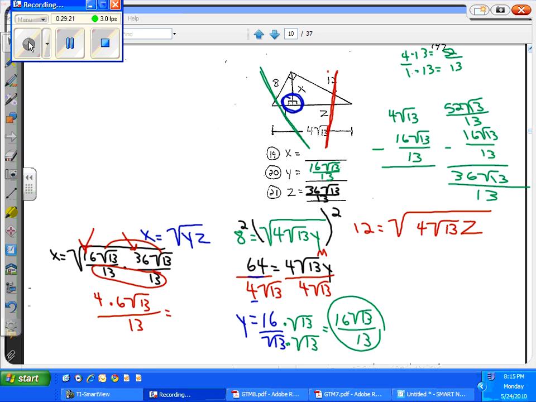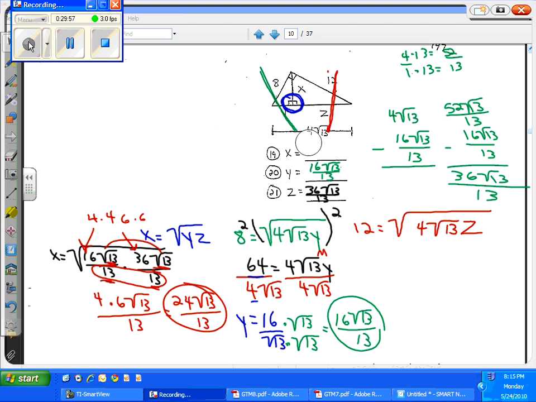So from the 16, we pull out what would have been a pair of 4s. From that pair of 4s, we'd pull out a 4. That 36 is really a pair of 6s, so we pull out a 6. We have a pair of square root 13s on top, so we pull out a square root 13 on top. We have a pair of 13s on bottom, so we pull out a 13 on bottom. And so we're going to get 4 times 6 is 24 square roots of 13 over 13 for x, 24 square roots of 13 over 13.